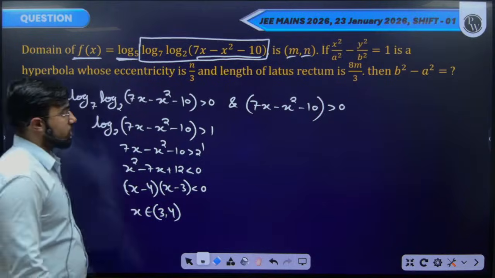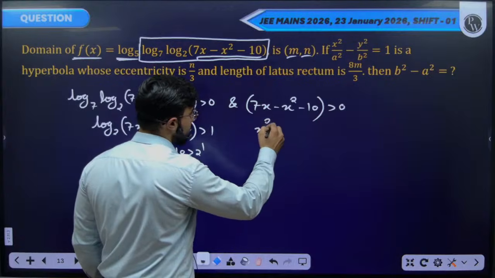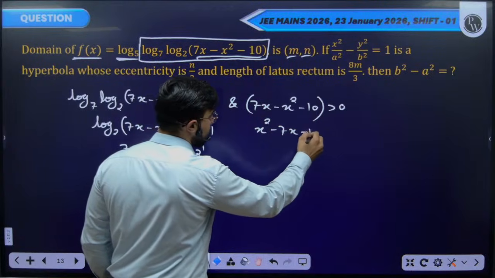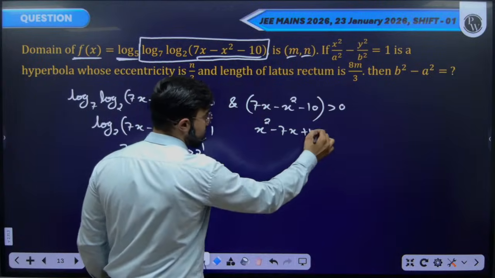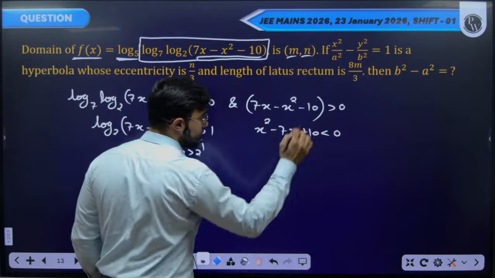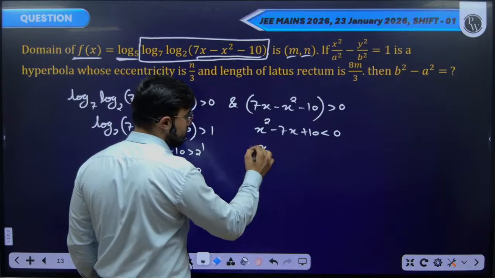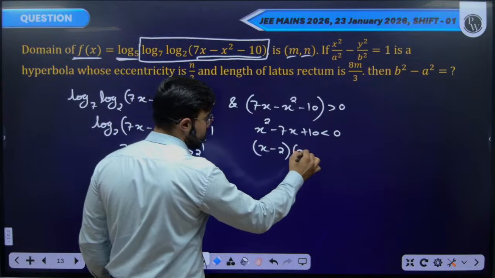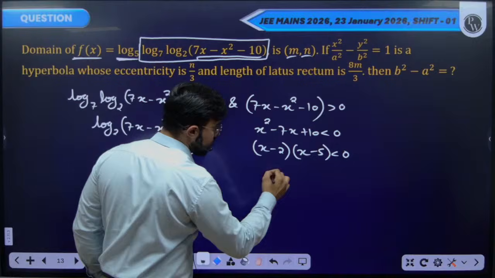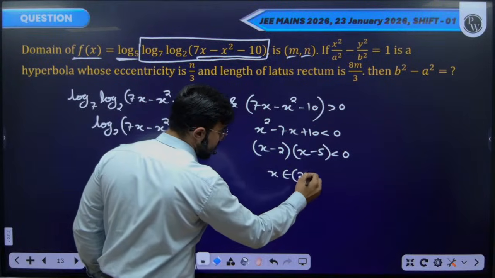Now see this part: x square minus 7x, and this one is plus 10, less than 0. So this part should be negative. So what are the factors? (x minus 2)(x minus 5) less than 0. So x belongs to (2, 5).